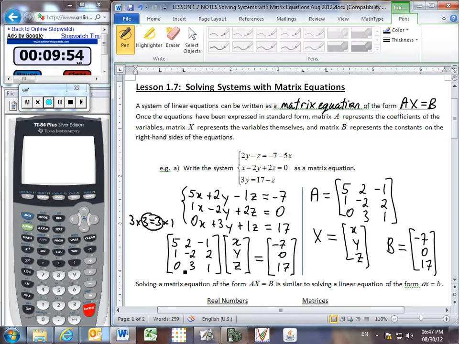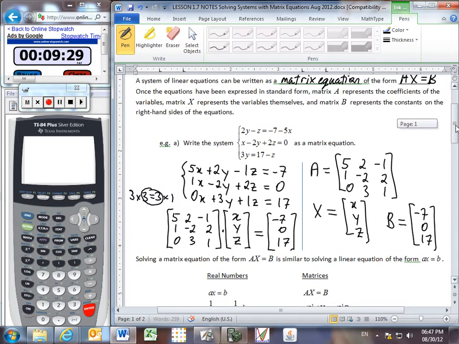And the same thing follows. 0x plus 3y plus 1z equals 17. And so now I hope you can see how to write a system as a matrix equation. Step 1 is to put it into standard form, and then step 2 is to write your coefficient matrix, your variable matrix, and their product will be equal to the right-hand side matrix.